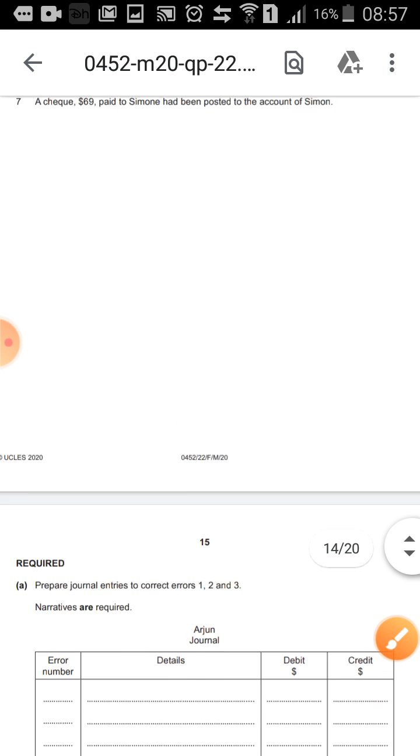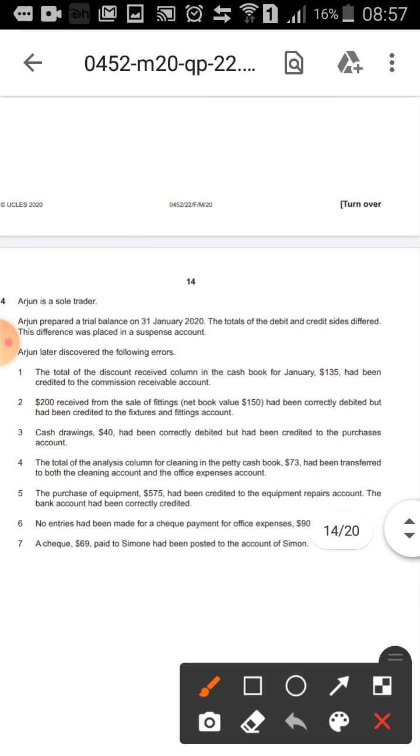Yes. So let's see what these entries are doing to the capital. The total of the discount received column in the cash book had been credited to the commission receivable account. Both of these items are incomes and they are getting interchanged, so it won't have any effect on the capital. This one will be no effect.